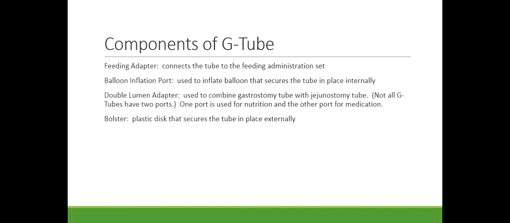The double lumen adapter is used to connect a G-tube to a J-tube. One port is used for nutrition, another port is used for medication. Please note that not all G-tubes have two ports. A bolster is a plastic disc that secures the tube in place externally.